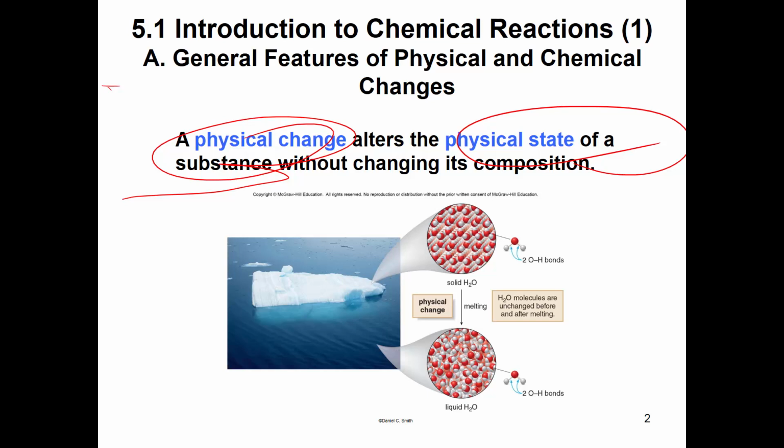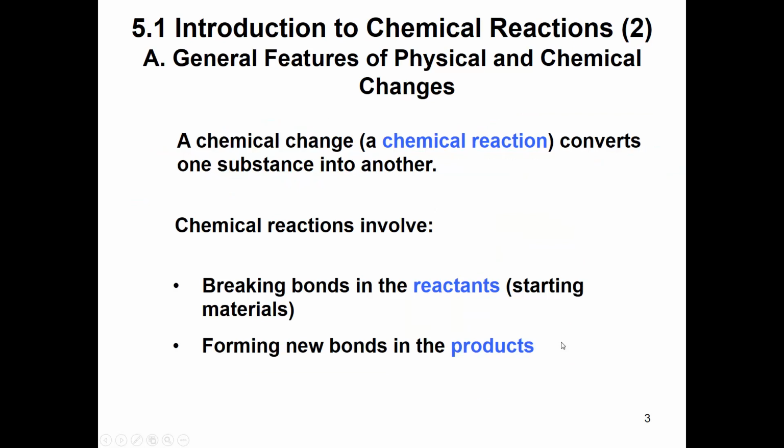And so the example that we have here, as you see, is the water. And with water, you can have solid water, you can have liquid water, or you can have gaseous water or steam. And so we're changing the states, the physical states of water, and so that's a physical change. A chemical change, however, is going to involve a chemical reaction. And a chemical reaction is where I'm going to actually change the composition of what I'm starting with. And so I'm going to change one substance into something else, into another substance.